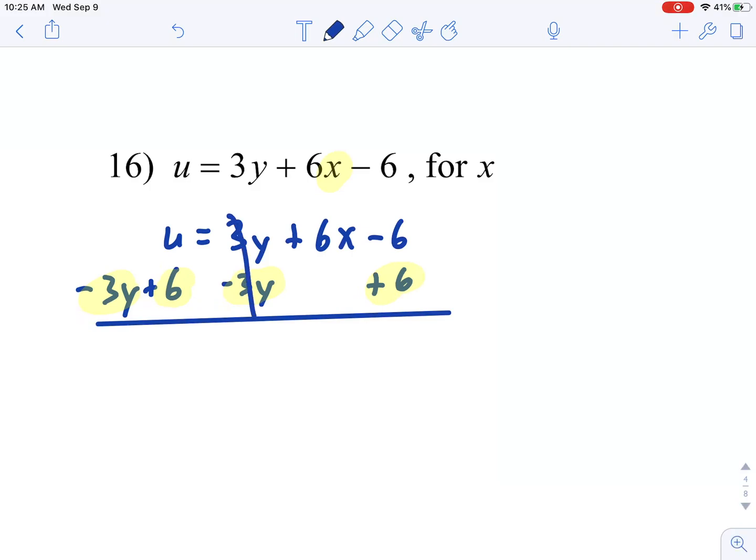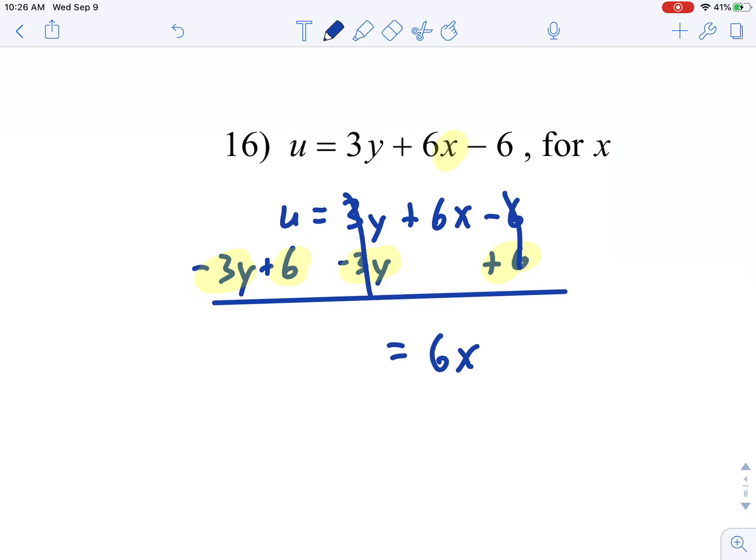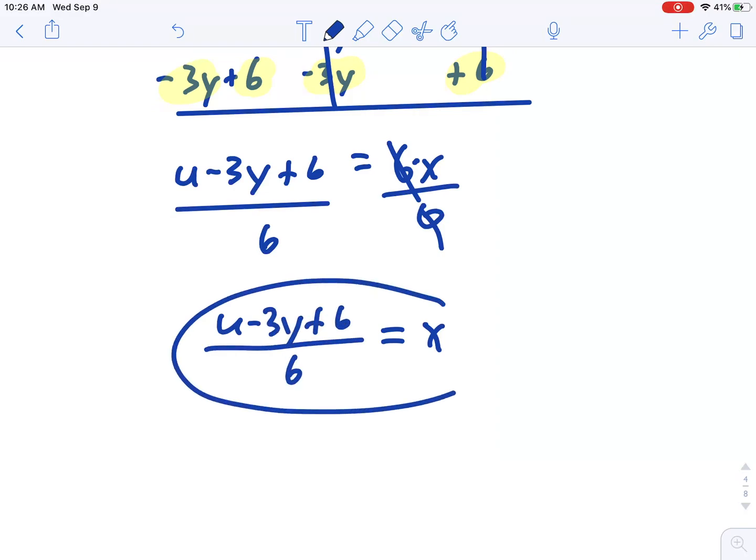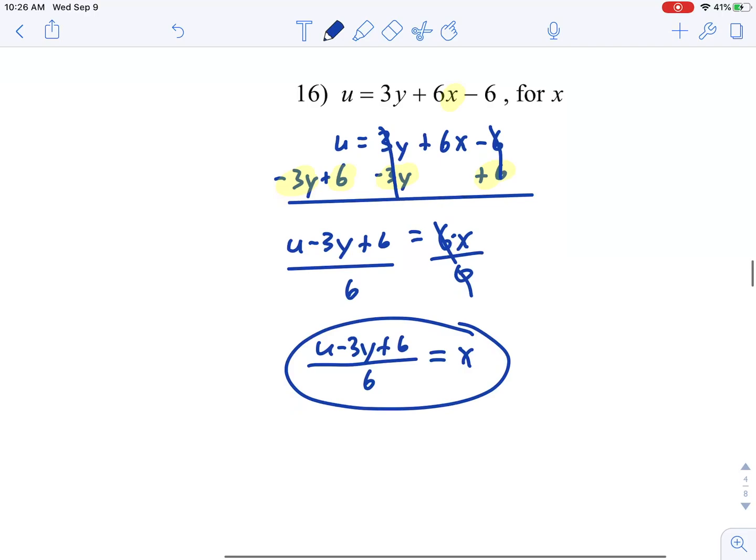This side, it makes those things cancel. I get 6x. Over here on the left side, you really can't do anything other than copy it down: u minus 3y plus 6. Now, is x isolated? No, it's times 6, so you divide by 6. Divide everything here by 6. And x is now isolated: u minus 3y plus 6 over 6. And that is, or should be, the answer.